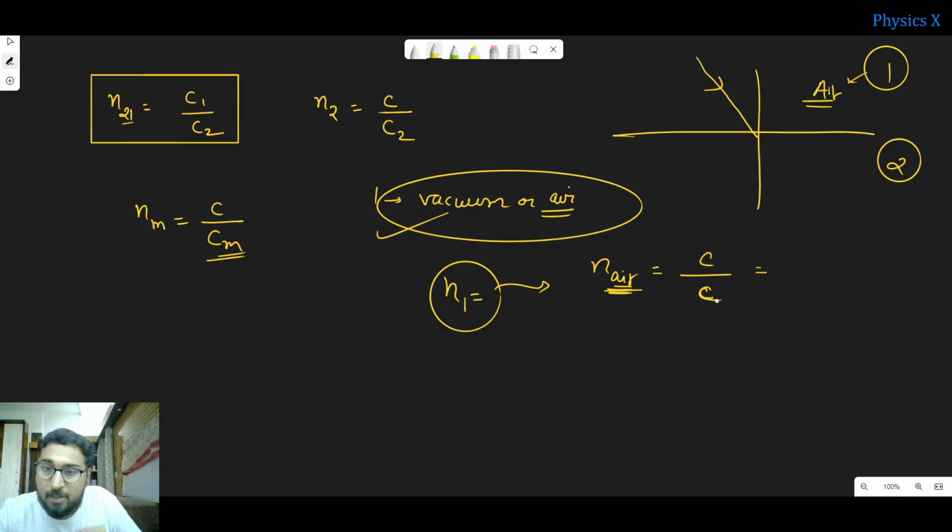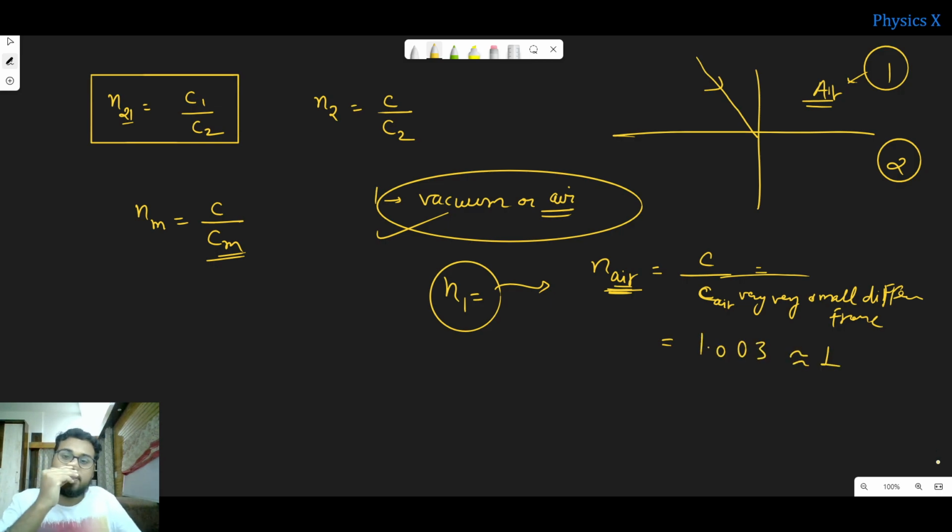See here, this is a very, very small difference from c. So that is why this value comes around to be 1.003, which we take as 1. Okay, so that is the case. So you need to remember these formulas, and you are taking the refractive indexes. So this is the case of refraction, that is, the bending of light. So these points you must know clearly.